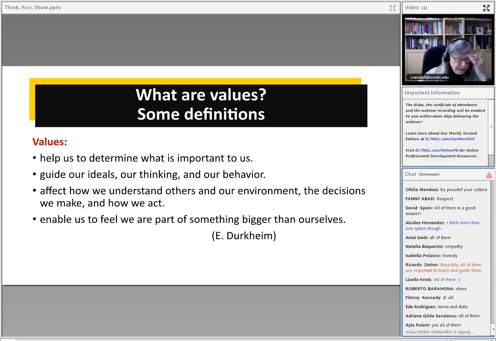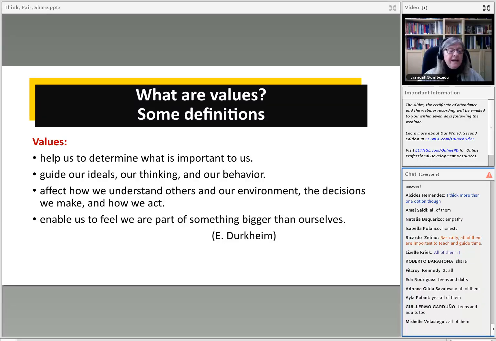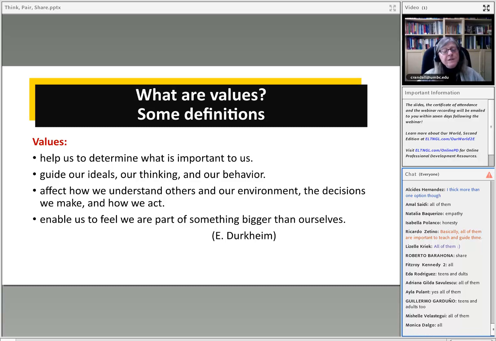Let's talk a little bit about what we mean by values. Here are some very interesting definitions. Values help us to determine what's important to us. They guide our ideals, our thinking, and our behavior. They affect how we understand others in our environment and the decisions we make and how we act. And the one I like the very best is the one from Emile Durkheim, who says, and I put it in my own words, values enable us to feel we are part of something bigger than ourselves.